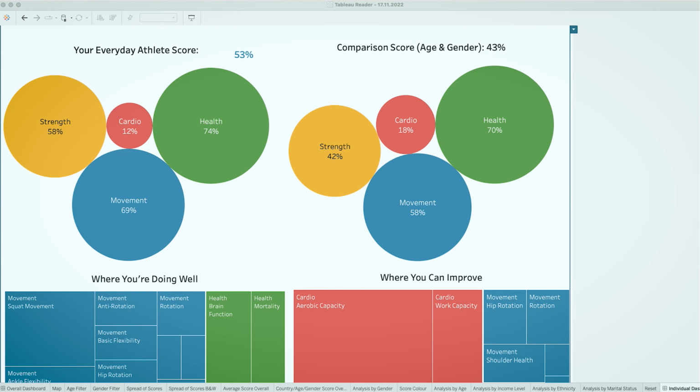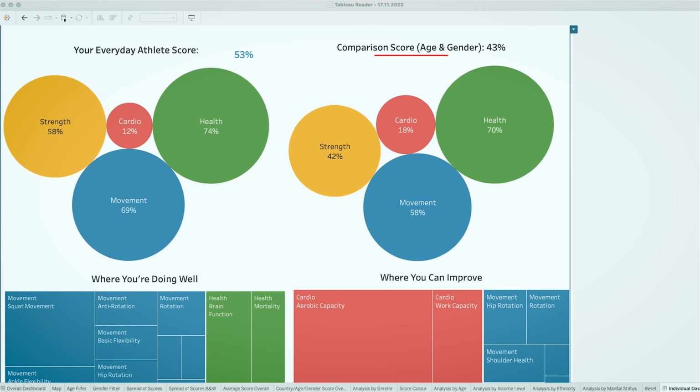Well, we pull that data into our database to see those trends. So let's give another example of somebody else we've mapped and done multiple assessments with. It's a female. I'm not going to disclose who it is, just for confidentiality reasons. However, if we dive into the computer here, we see that her current score is 53%, with strength at 58, cardio 12, health 74, movement at 69. So cardio is the weak point and weak link here.